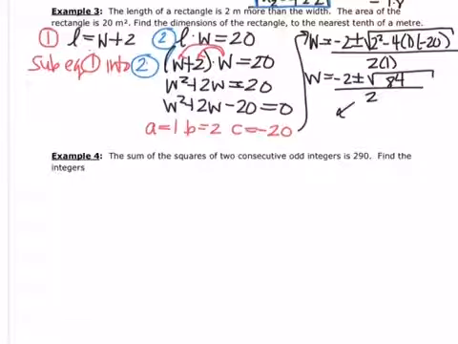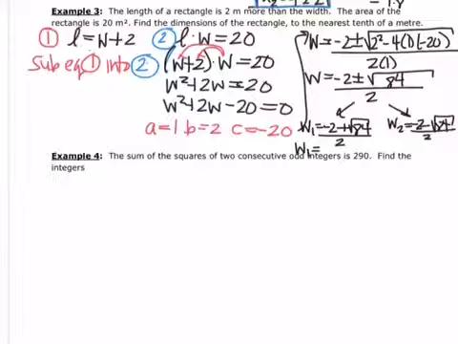So again, we have our two options. We have w1 and we have w2. w1 is going to come from taking the positive root, so negative 2 plus the square root of 84, all divided by 2, and w2 is negative 2 minus the square root of 84, all divided by 2. So the two numbers you should get when you plug it into your calculator are 3.58, and the second is negative 5.58. So we have to figure out which one of these makes sense, or do they both make sense?